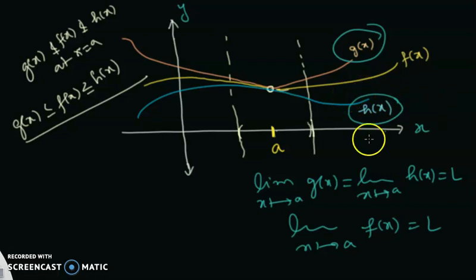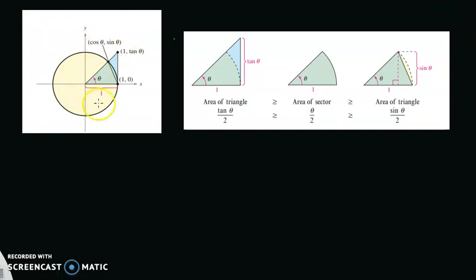So let's see some examples. One of the very famous examples you can find is this. If you consider a unit circle, then you can define two triangles: this triangle over here, the largest one, and then another, smaller triangle, like this.